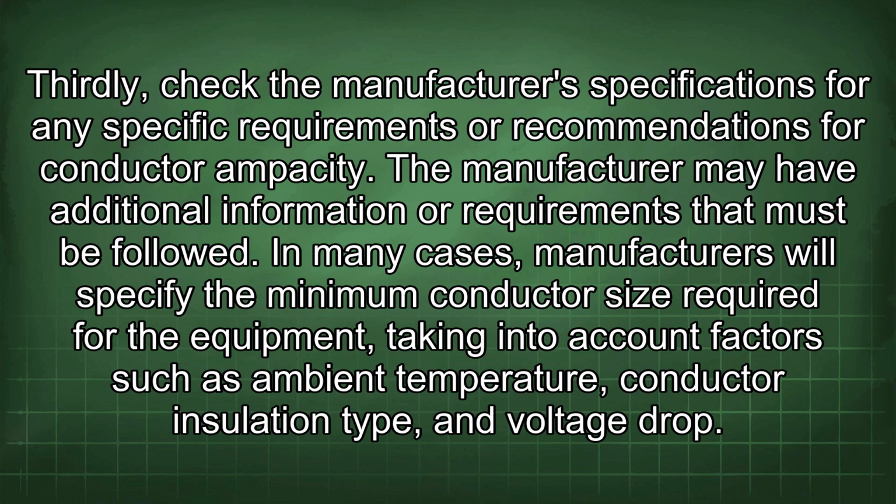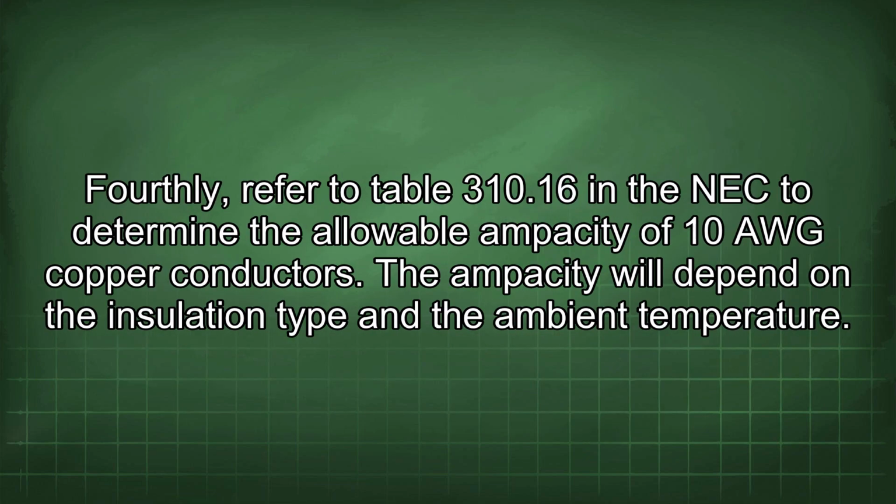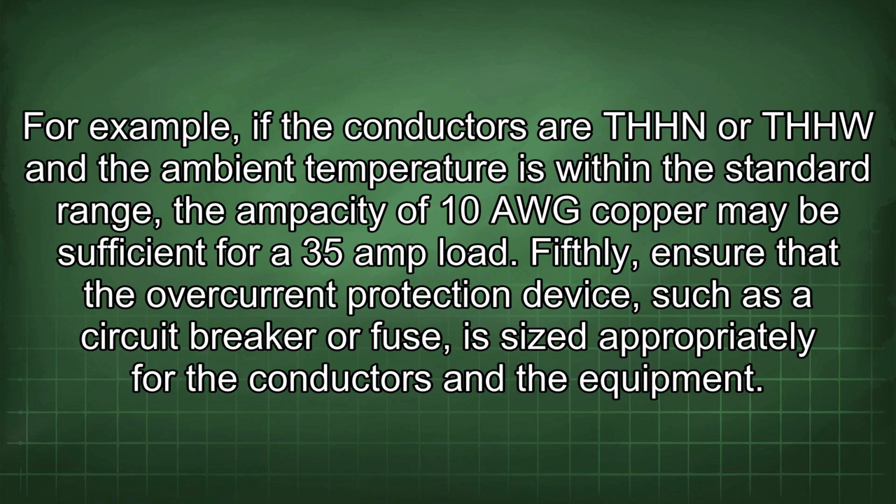In many cases, manufacturers will specify the minimum conductor size required for the equipment, taking into account factors such as ambient temperature, conductor insulation type, and voltage drop. Fourthly, refer to Table 310.16 in the NEC to determine the allowable ampacity of 10 AWG copper conductors. The ampacity will depend on the insulation type and the ambient temperature. For example, if the conductors are THHN or THHW and the ambient temperature is within the standard range, the ampacity of 10 AWG copper may be sufficient for a 35 amp load.